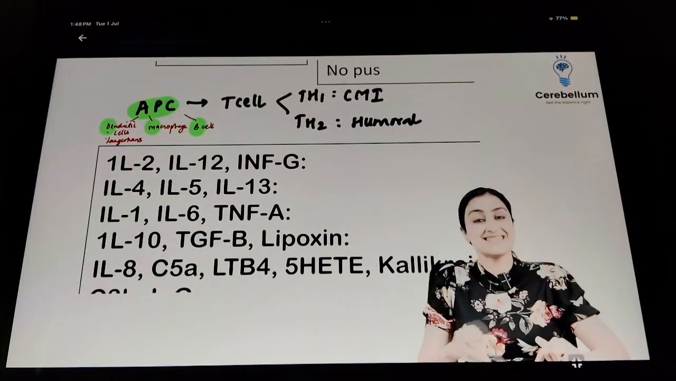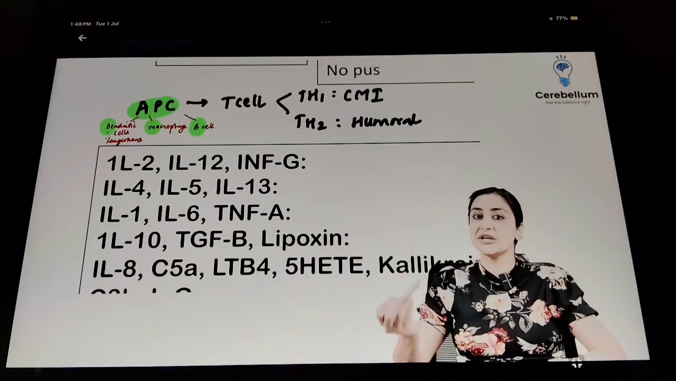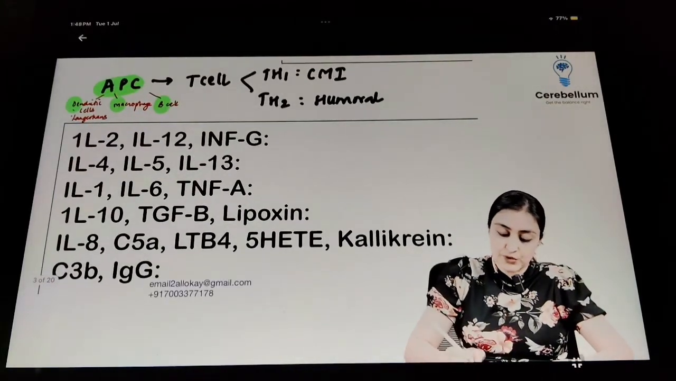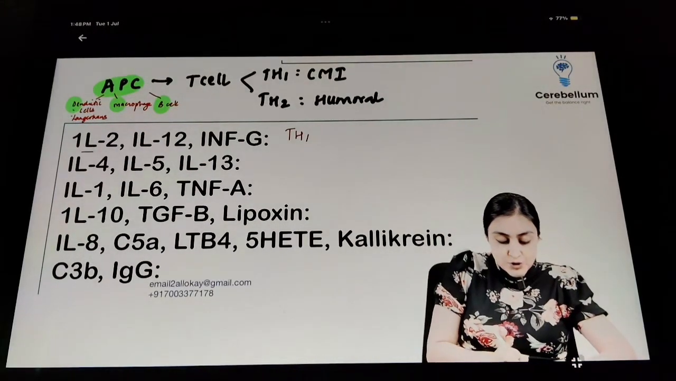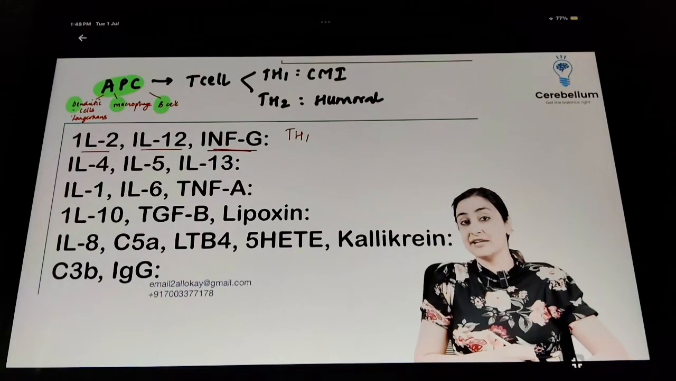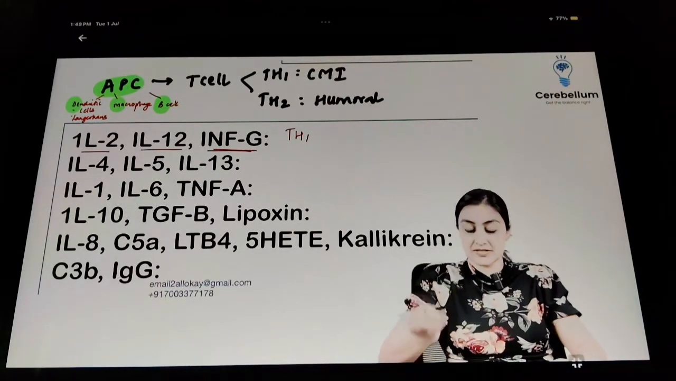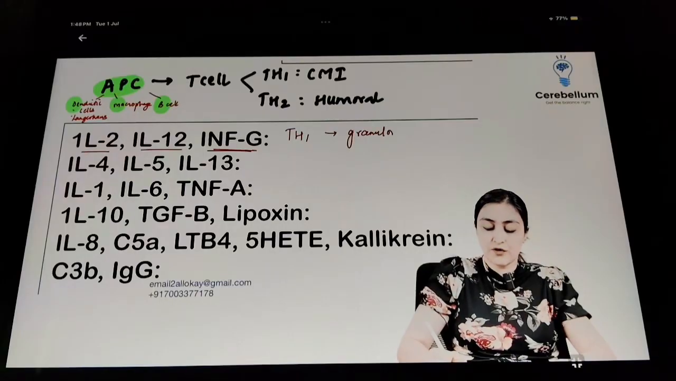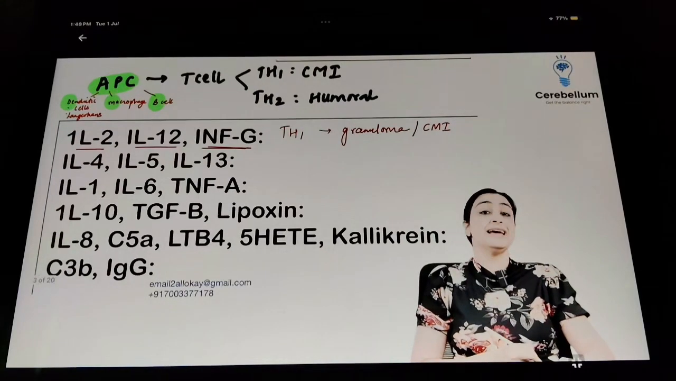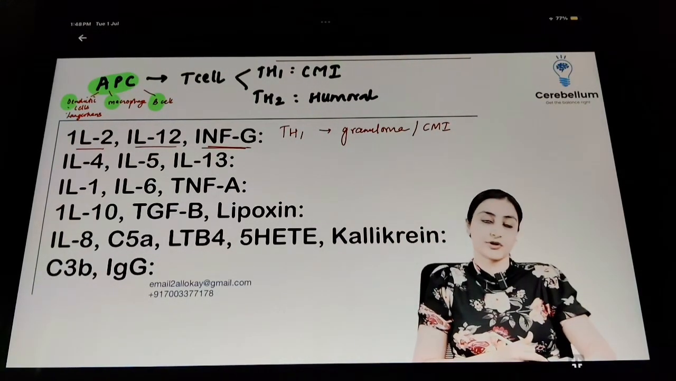So what does T helper 1 cell produce to mount a cell mediated immune response? These are the 3 cytokines which are produced by Th1 cell: IL-2, IL-12, and interferon gamma. So it is interferon gamma, G for granulomas. That's how you will remember that this is how a granuloma is formed. This is how cell mediated immunity happens, by activation and release of IL-2, IL-12, and interferon gamma.